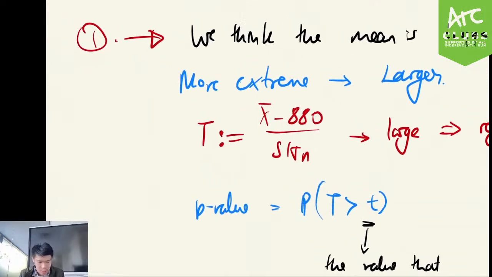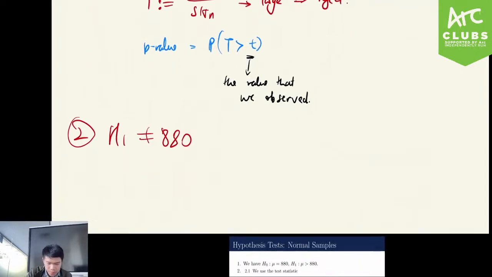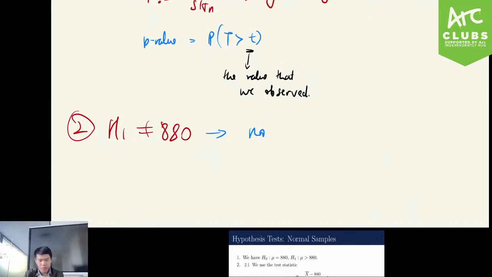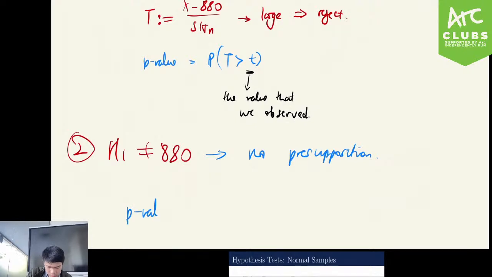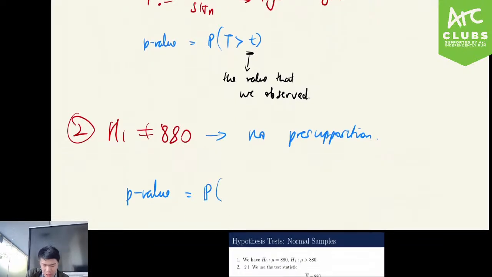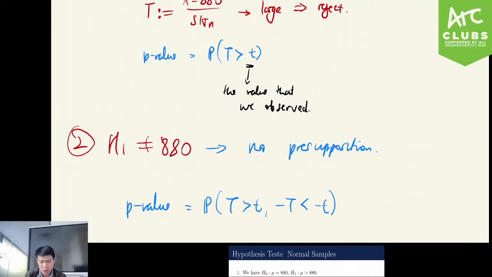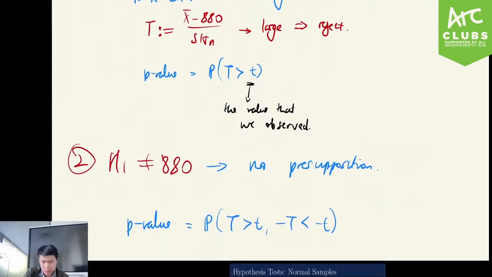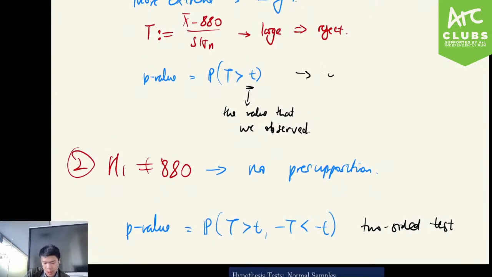Okay. The other case is where the alternative is H1 is not equal to 880. So we don't know what the mean is. So no presupposition. So instead of that, our p-value will be the probability that we got t is greater than t, or minus t is less than minus t. In other words, the probability that we got something as large in magnitude as the value that we actually got. This is our two-sided test. Hopefully we'll remember all of this from our lectures.